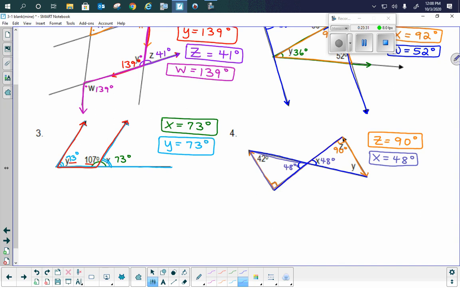And last but not least, maybe we go with this triangle on the right-hand side now, because you have 2 out of 3 of the angles. So if you take 180 and subtract the 90 and the 48 that you see in there, you should get that Y equals, what, 42 degrees?